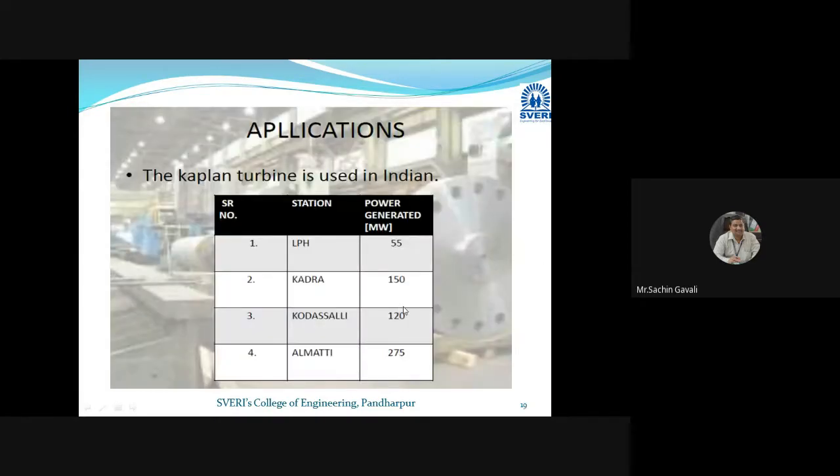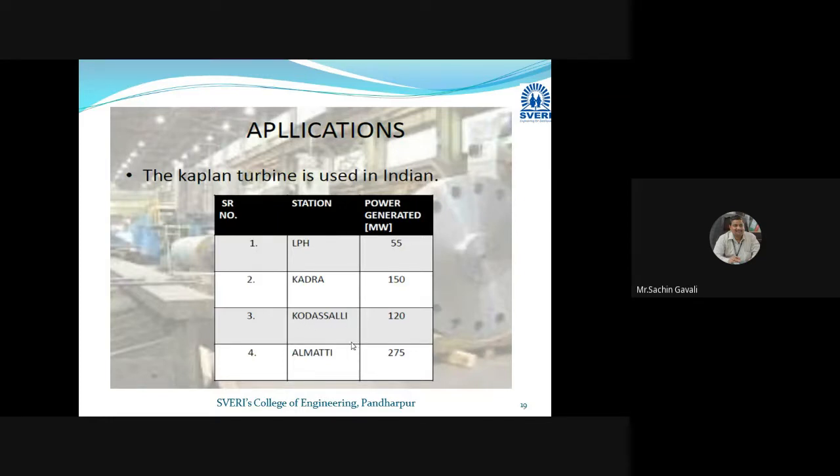Then Kaplan turbines are used in power stations in India. Kadra Dam in Karnataka is 150 megawatt. Kodasalli Dam is 120. Almaty is 275. And here in Kolhapur, Radhanagiri Dam, I have visited. There also one Kaplan turbine is there.